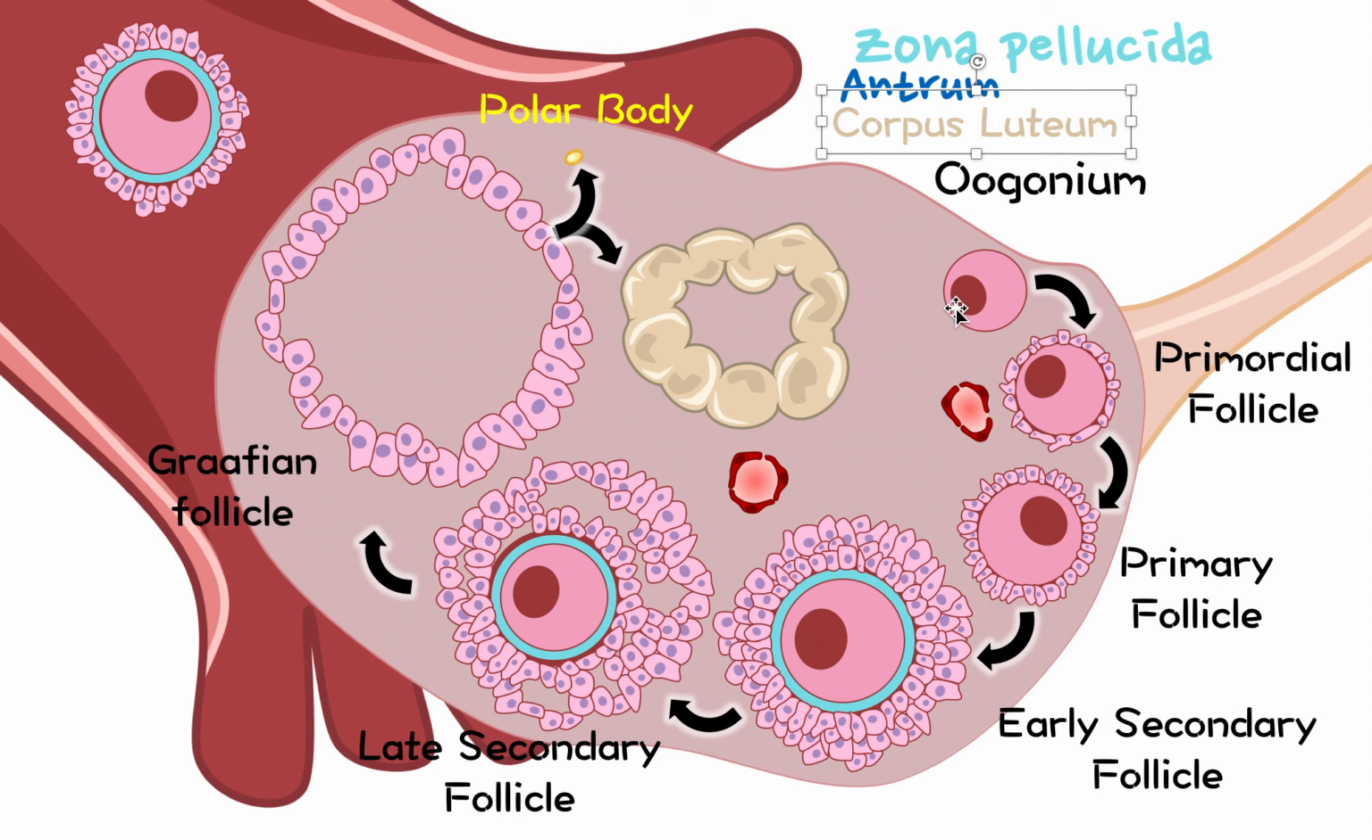So obviously we're missing some stuff. We're missing what happened here at the nucleus. We're missing what happened here with meiosis. But overall, the basic steps is we start off with the stem cell called oogonium.